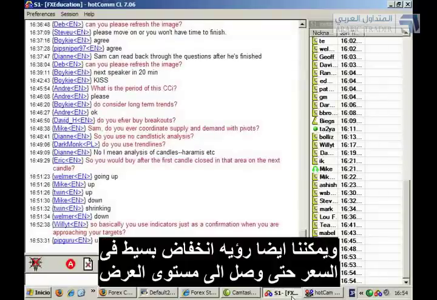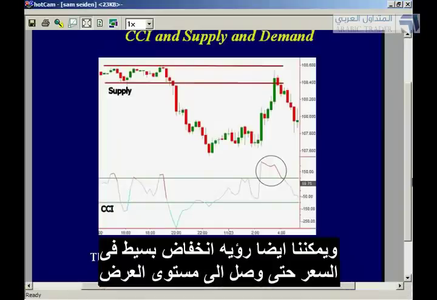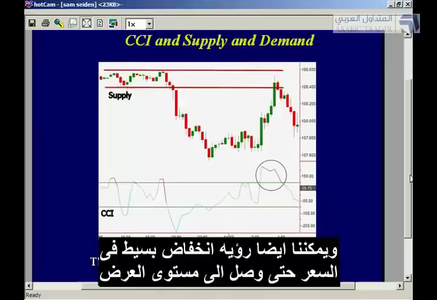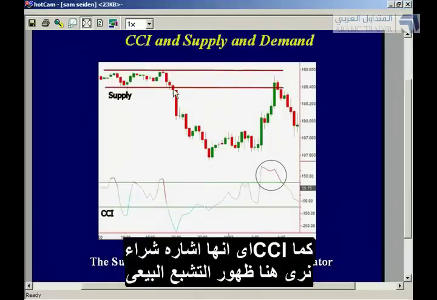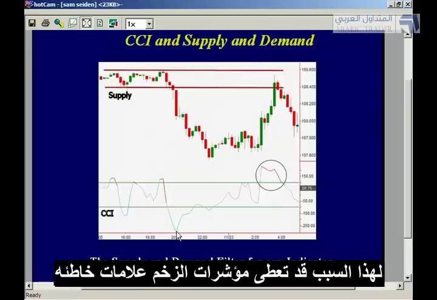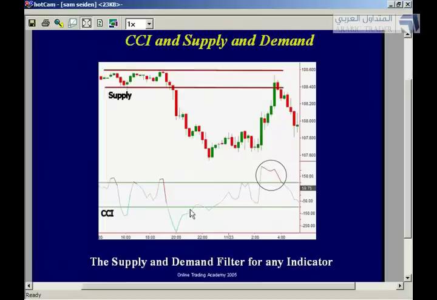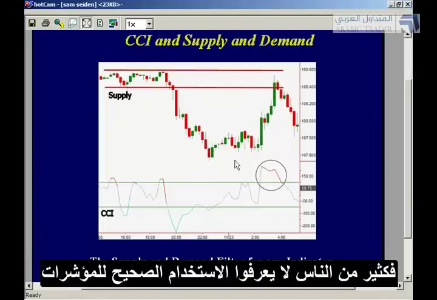Okay, but again, you can see here too, look at the initial drop in price out of the supply level. You see how right away CCI goes oversold, just giving you buy signal after buy signal as prices are falling? This is why people get hurt so badly using these indicators and oscillators. They don't understand how they work.